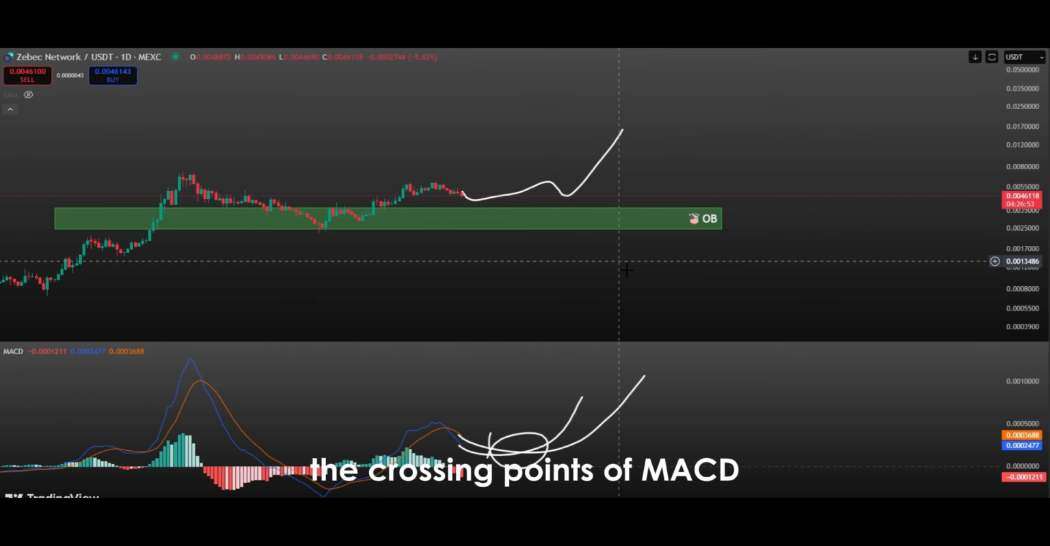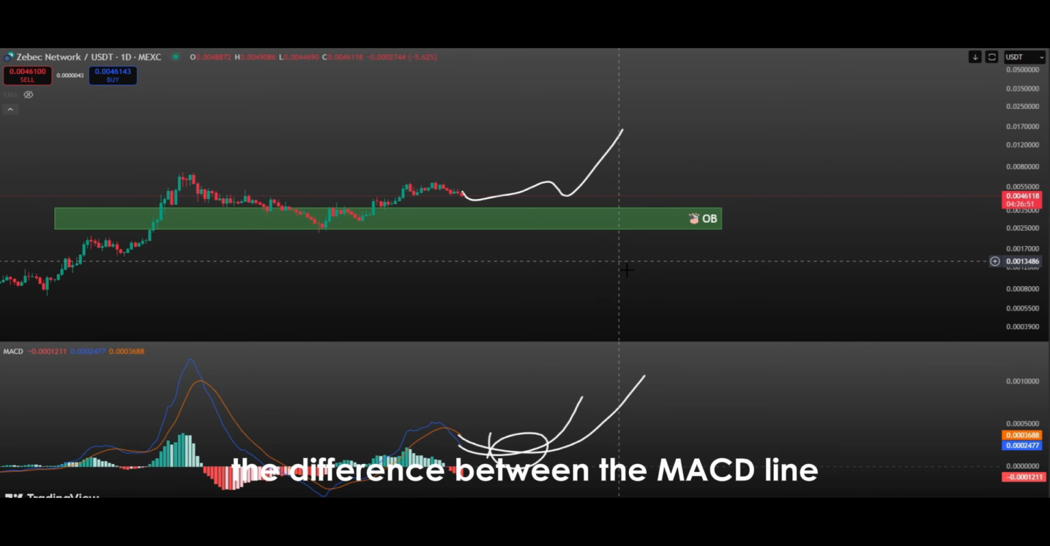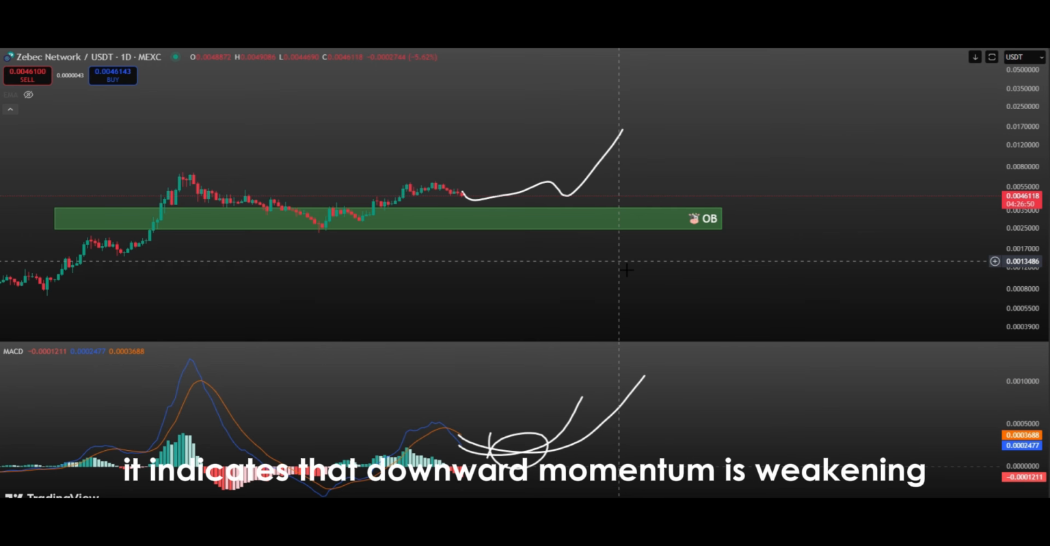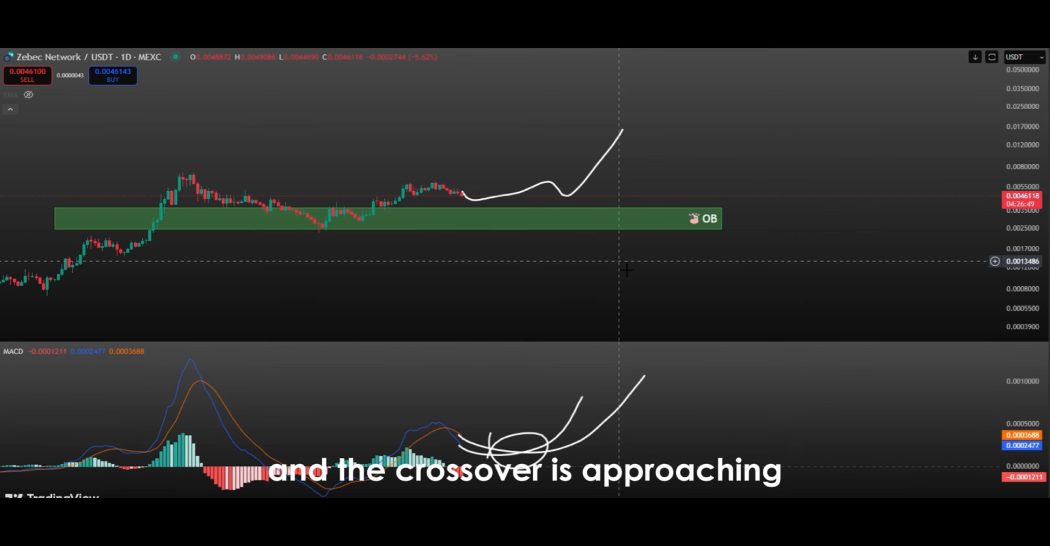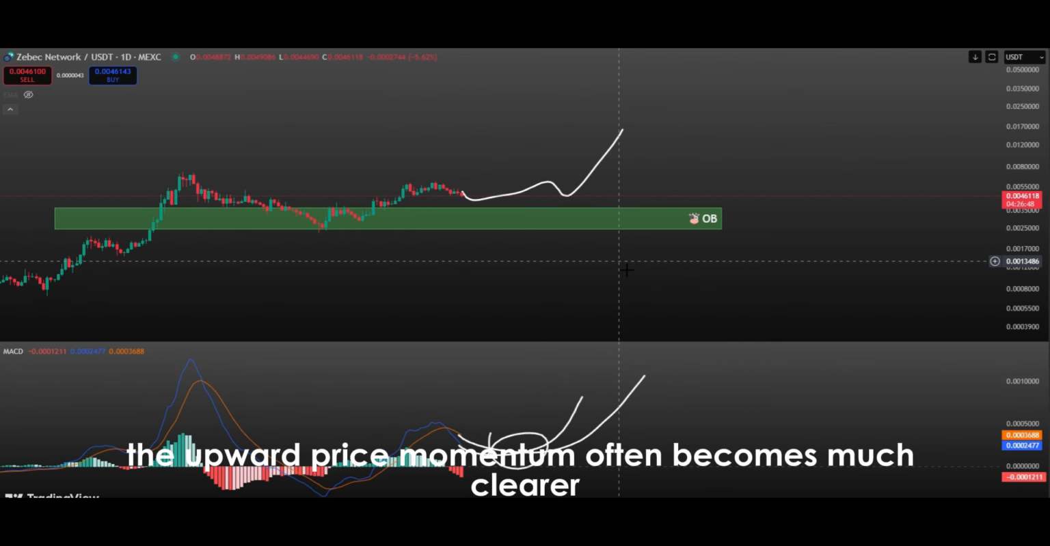The crossing points of MACD may not always be sufficient on their own, which is why traders often also examine the histogram. The histogram shows the difference between the MACD line and the signal line. When the histogram begins to shrink after going negative, it indicates that downward momentum is weakening and the crossover is approaching. When the histogram crosses above the zero line, the upward price momentum often becomes much clearer.